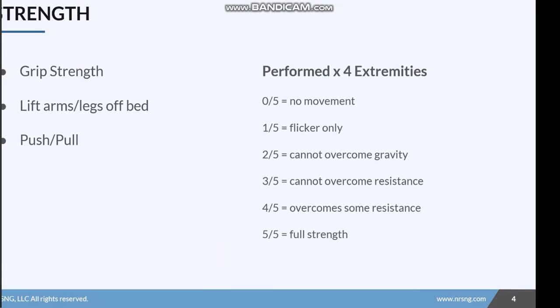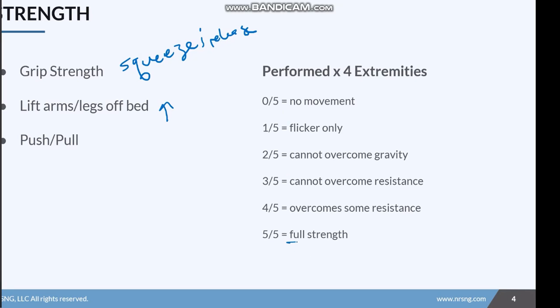So the next thing we want to assess is strength. This is a really quick way to determine if there's any neuromuscular issues or if the patient may have had a stroke. We test things like grip strength by asking them to squeeze and release our hands. We can have them lift their arms up, lift their legs up off the bed against gravity and then against resistance. So then we can have them push and pull, and we're going to give them a score. We're going to score each extremity individually.